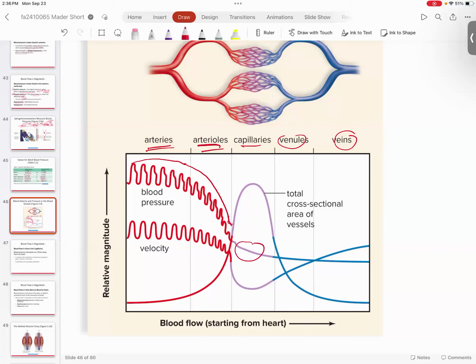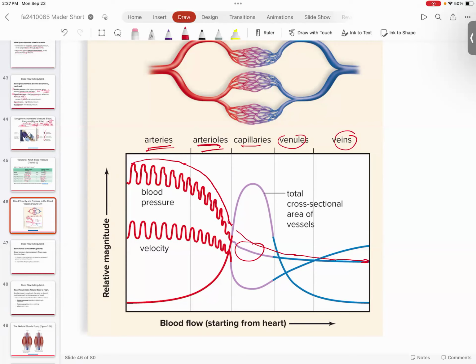Again, you need a little bit of pressure to get through the capillaries, but you need to go slow enough to be able to do that exchange, right? That's the newspaper route thing. And then as it goes through the veins, the blood pressure continues to drop.